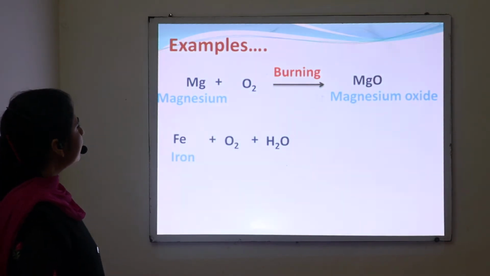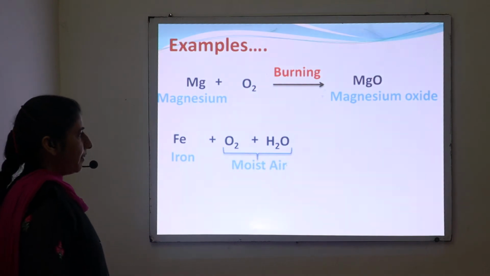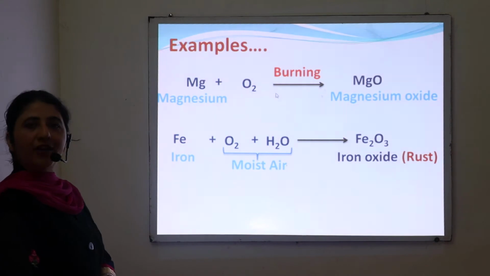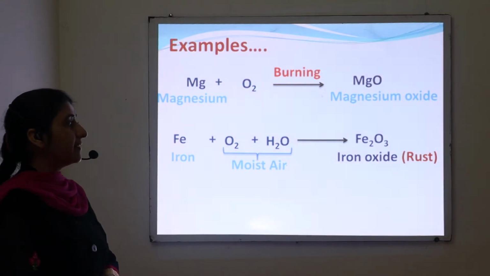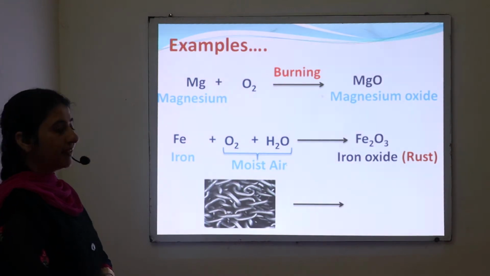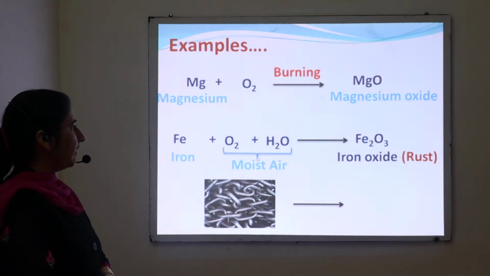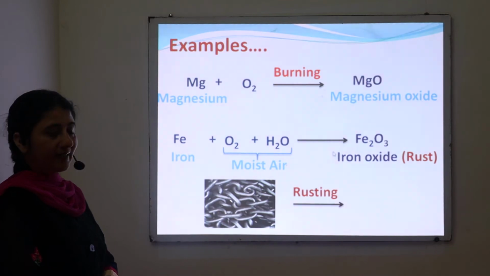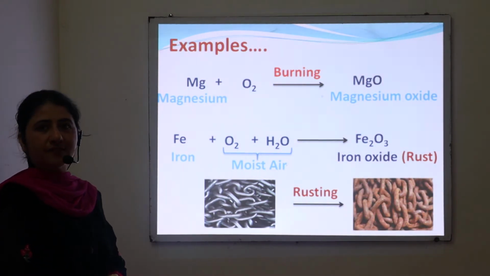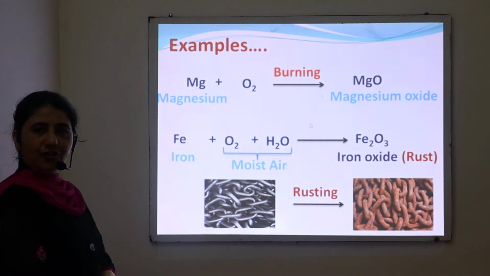The next example is iron. When it comes in contact with moist air, it forms iron oxide, which is known as rust. So here I am taking the example of an iron chain. When it comes in contact with moist air, it undergoes rusting and changes into rust. And rust is totally different from the starting iron chain.